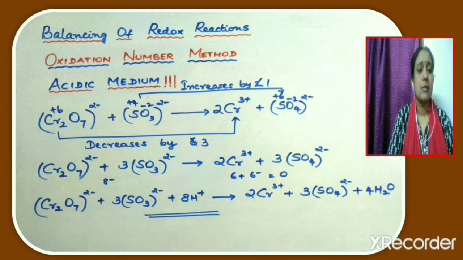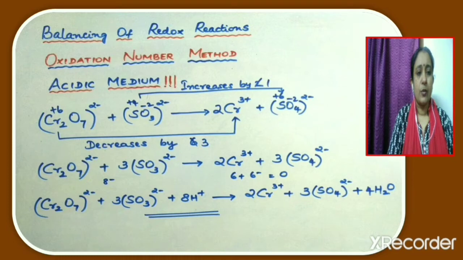So the next step is to make the number of atoms of chromium the same on both sides of the equation. Sulfur is the same. We have one atom of sulfur on the reactant side and one atom of sulfur on the product side. So we have to now make the number of atoms of chromium the same on both sides of the equation. So now we get Cr2O7 2- + SO3 2- gives 2 Cr3+ + SO4 2-.